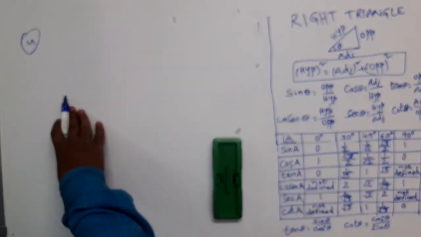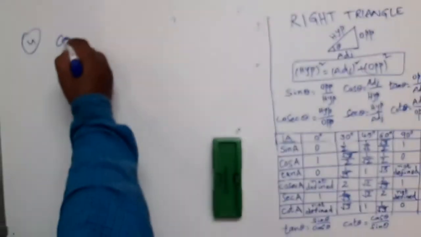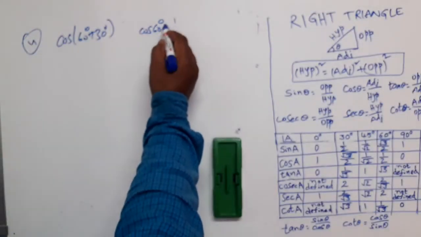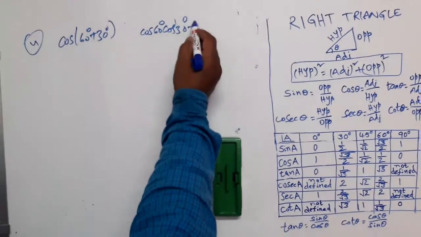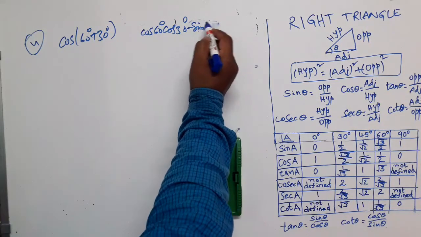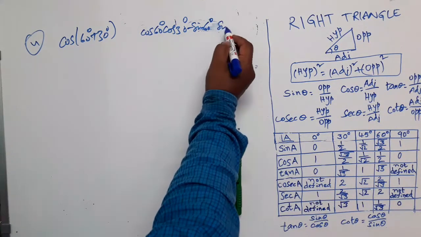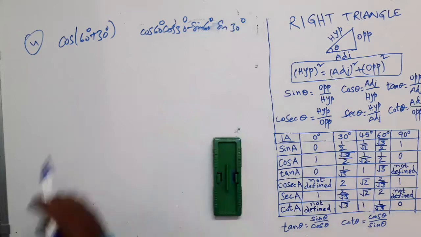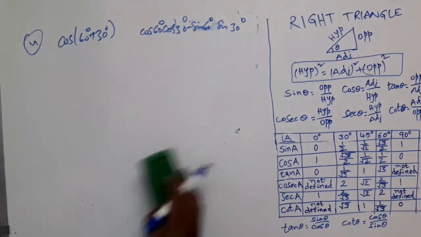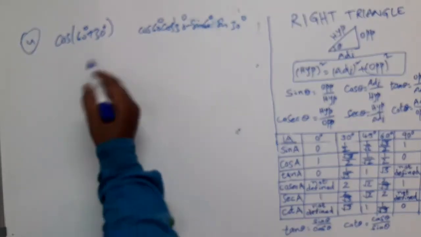Question number 4. Is it right to say cos 60 degrees plus 30 degrees is equal to cos 60 degrees cos 30 degrees minus sine 60 degrees multiplied by sine 30 degrees? Is it right to say that this is equal to that? Let us see. Let us find the value separately.